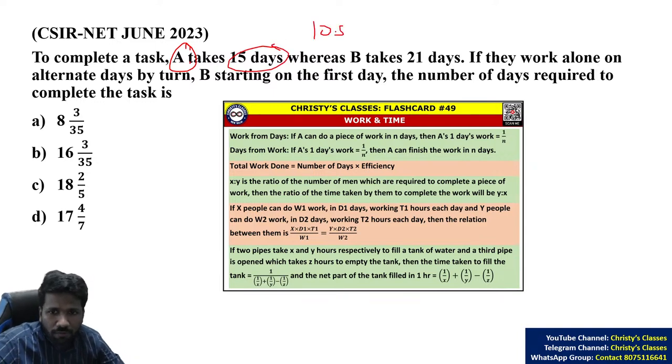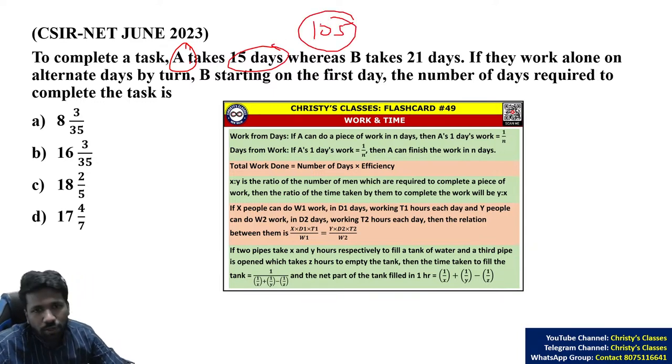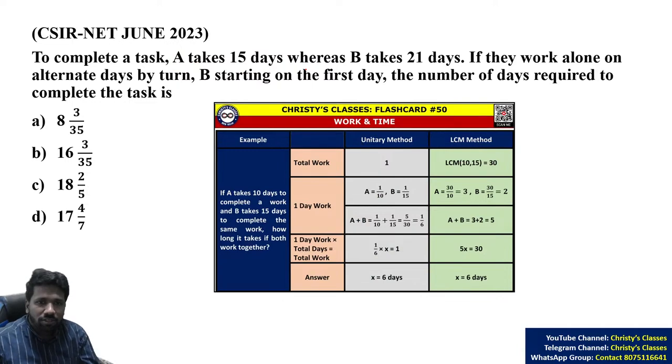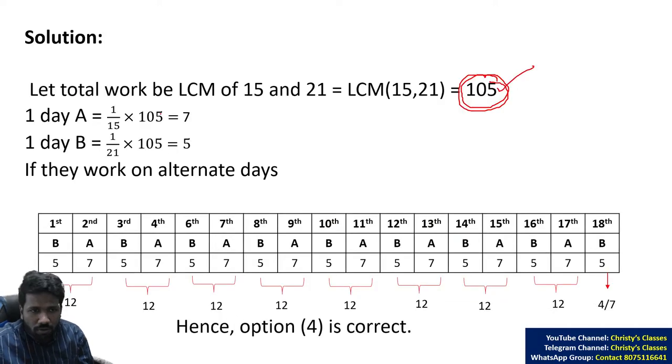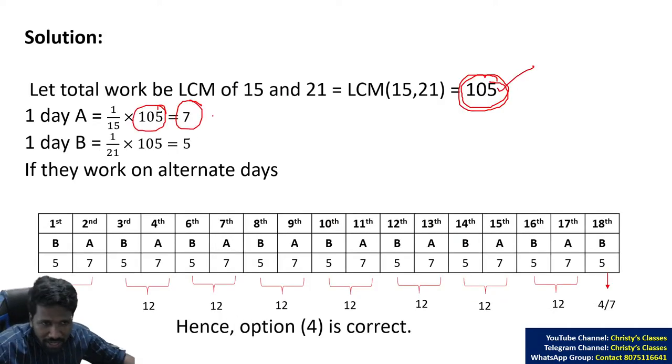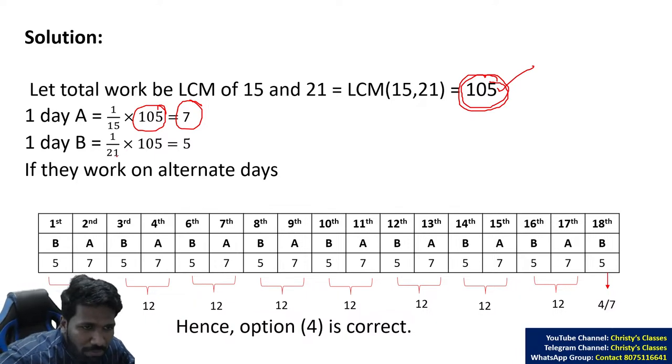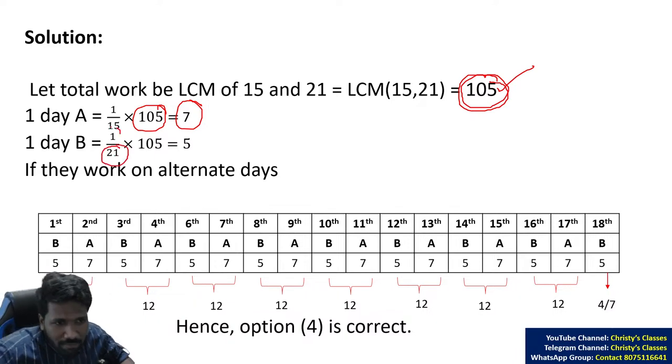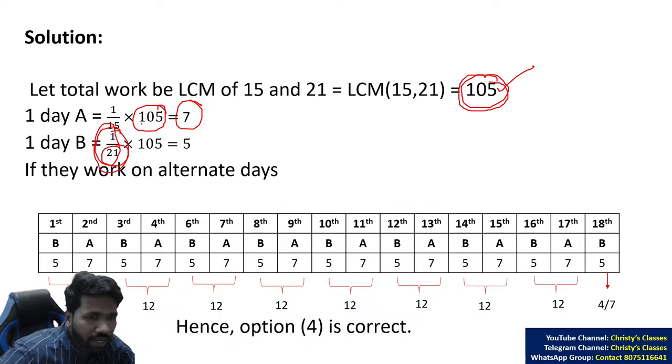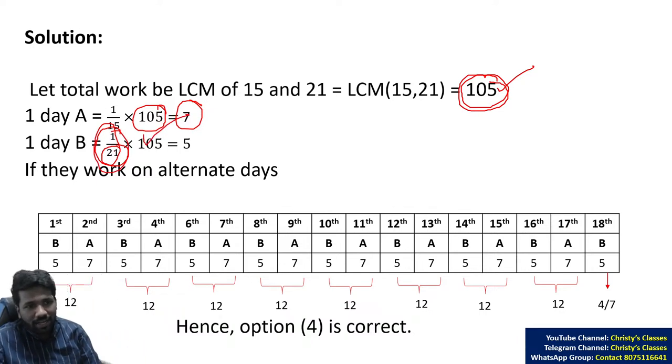15 days, 105 chocolates. 105 was an example we took. Taking an example is totally okay. So 105 chocolates in 15 days means how many chocolates in one day? 1 by 15 of 105. So 7 chocolates in a day. Similarly, B will complete the whole work in 21 days, so in one day B will do 1 by 21 of the work. The whole work is 105 chocolates, so B does 1 by 21 of it in 1 day. So that is 5. So, one day 7 chocolates by A, one day 5 chocolates by B.